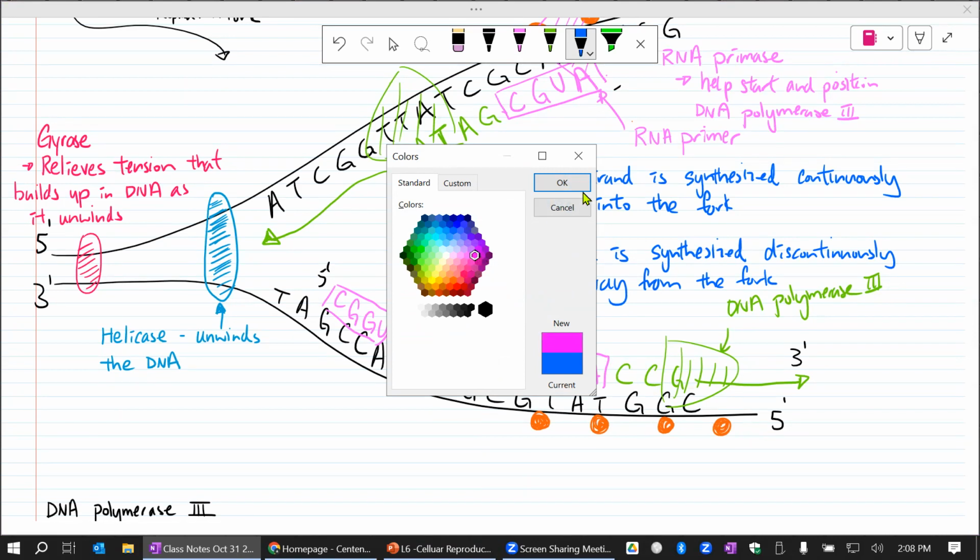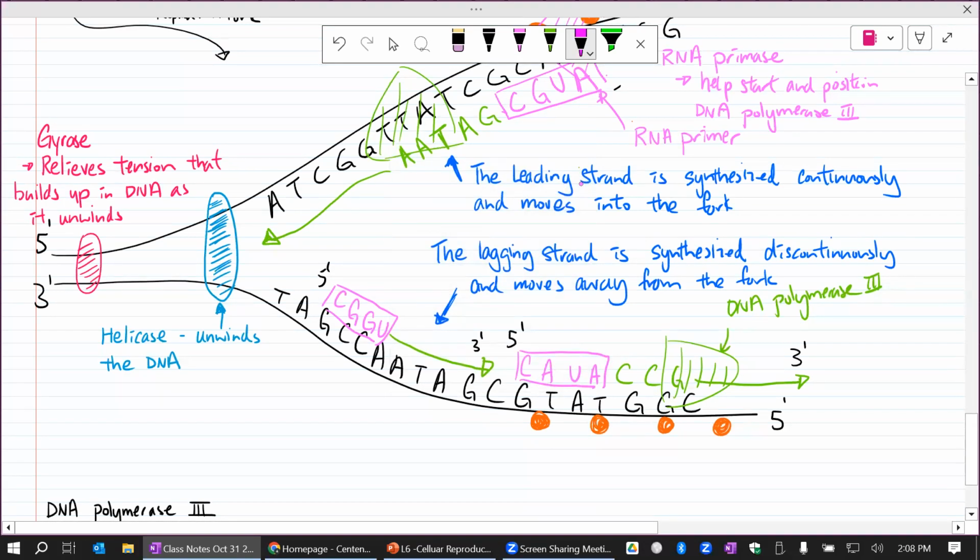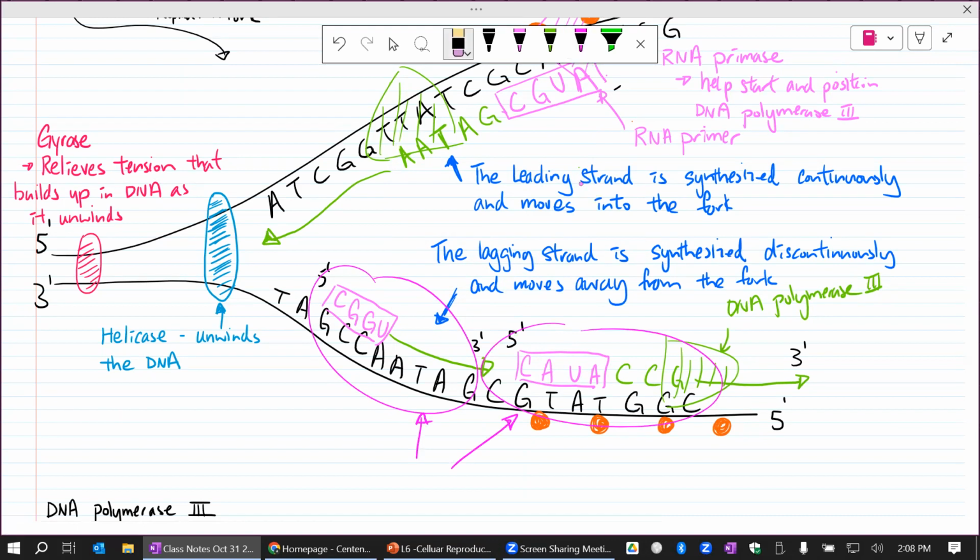One second. Like these fragments that we are producing, those are called Okazaki fragments, named after the scientist that discovered them. Okay. Found on the lagging strand. Okay.